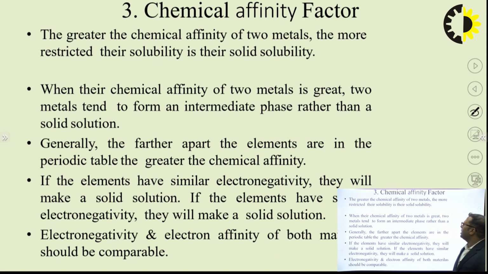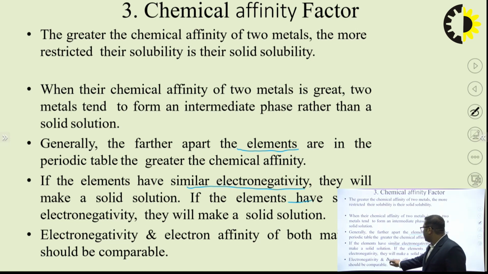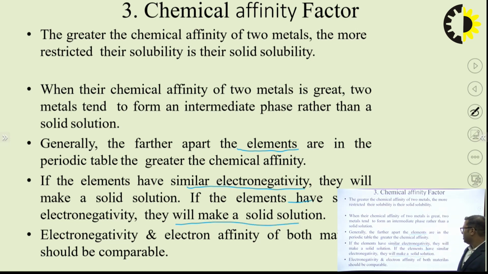Then the third factor is the chemical affinity factor, that the greater the chemical affinity of the two materials, the more restricted their solid solubility. When the chemical affinity of the two materials is great, the metal tends to form an intermediate phase rather than the solid solution. Generally, the farther apart the elements are in the periodic table, the greater the chemical affinity. If the elements have similar electronegativity, they will make a solid solution. Electronegativity and electron affinity of both the materials should be the same.